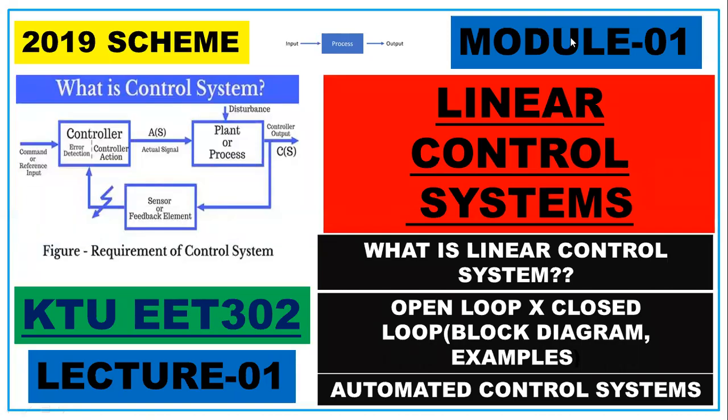Hi all. So in today's class, we will start a new subject, that is linear control system. This is in this semester, EET 302. In today's class, we will be seeing what is actually a linear control system, what is the difference between open loop and closed loop systems, and then automatic control system. Okay, let's see.